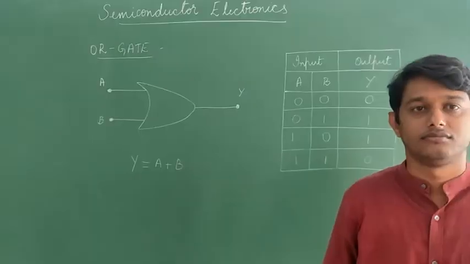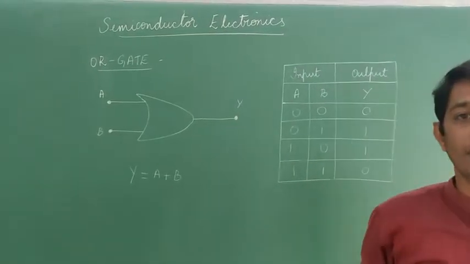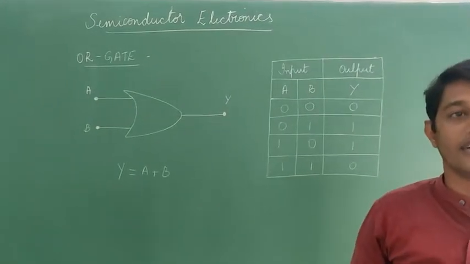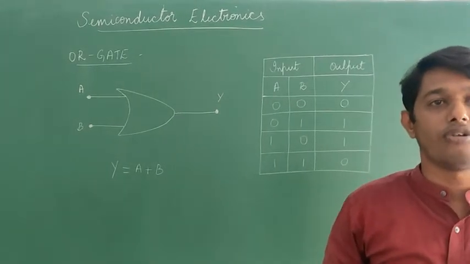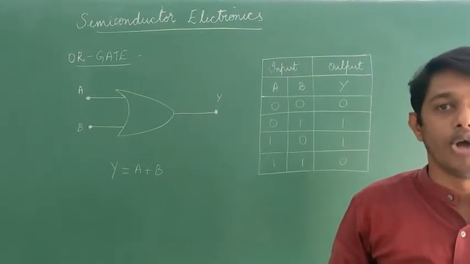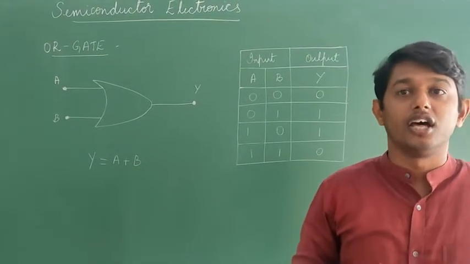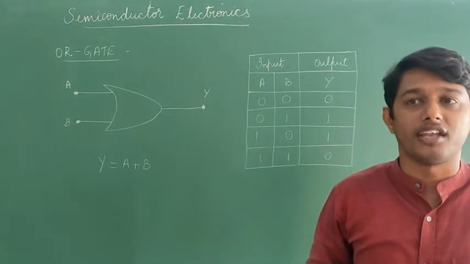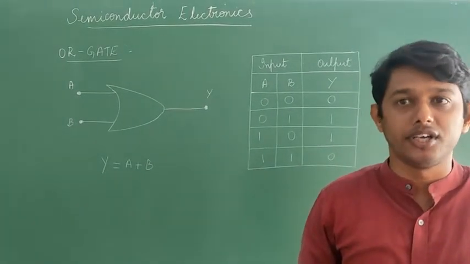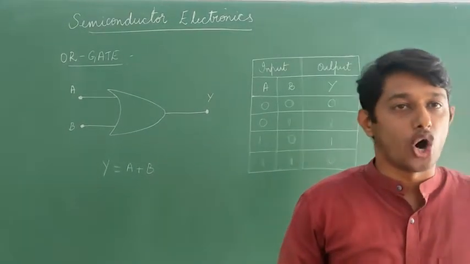The next one is OR gate. The logic gate in which the output is 1 when any one of the inputs or both of the inputs are 1 is called an OR gate.